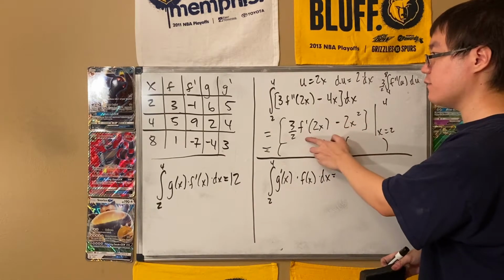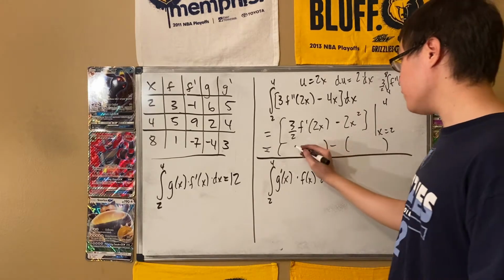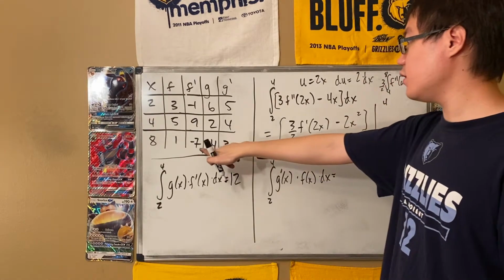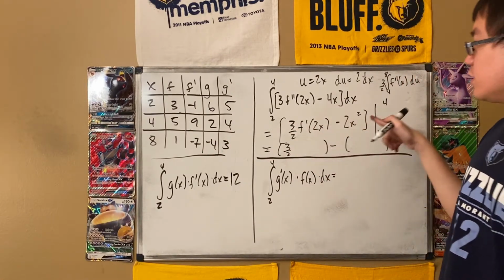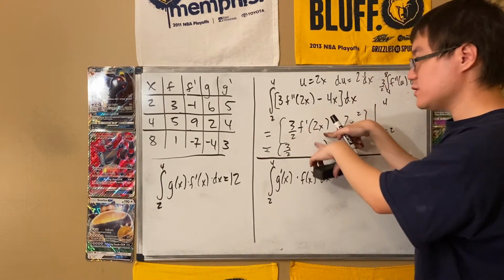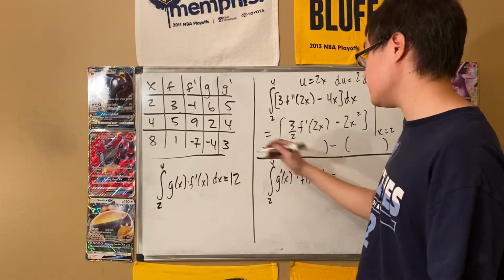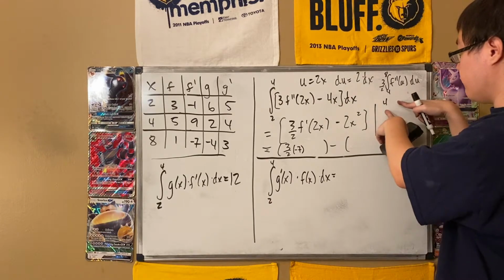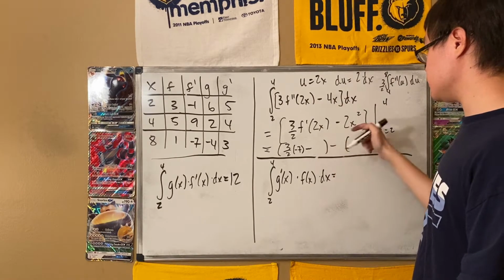What we do is we're going to plug in 4. So when we plug in 4, it looks like it's going to be 3 halves times f prime of 4 times 2, actually. So we're going to plug in 4. 4 times 2 is 8, so it's f prime of 8. So it looks like it's going to be negative 7. Not my favorite number in the world, but whatever. Then we plug in 4.